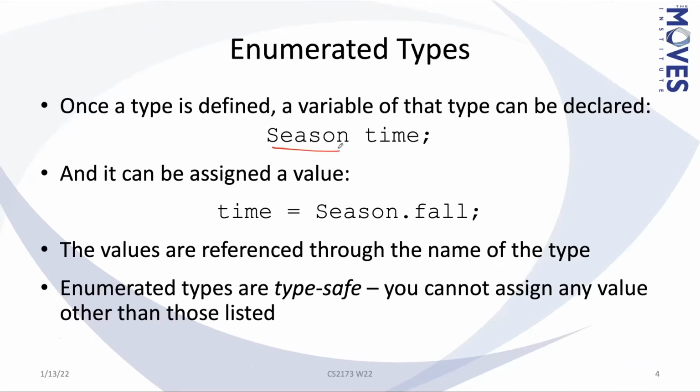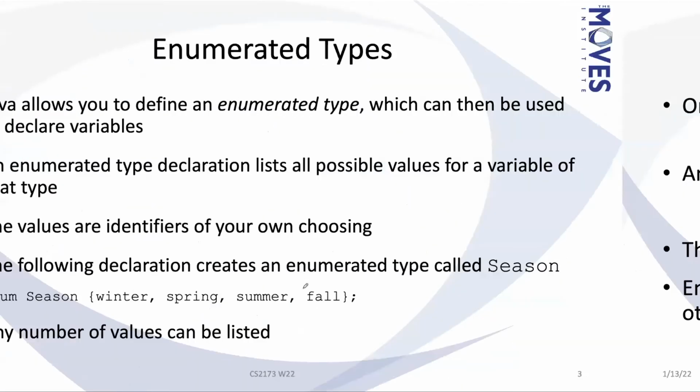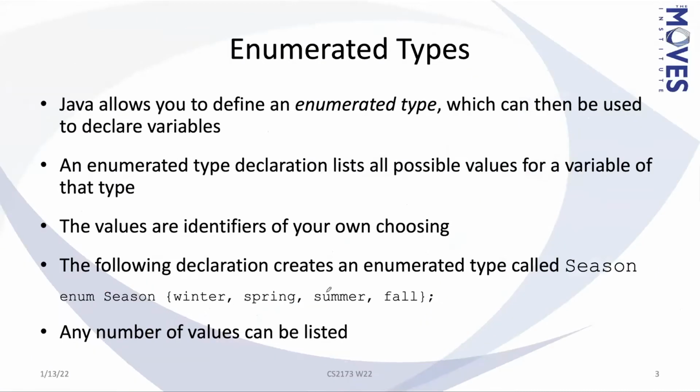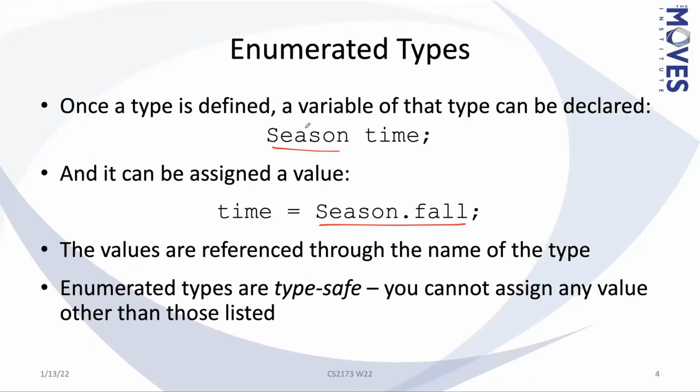Remember, Java is strongly typed, so every variable must have a type, and so we can use that as a type for a variable. And the way we assign it a value is the same dot notation that we were using for methods, except now we're referring to a particular one. So in this case, season had winter, spring, summer, fall. And so we can take the time variable and assign it season.fall.